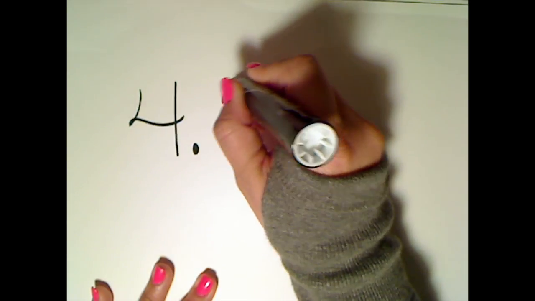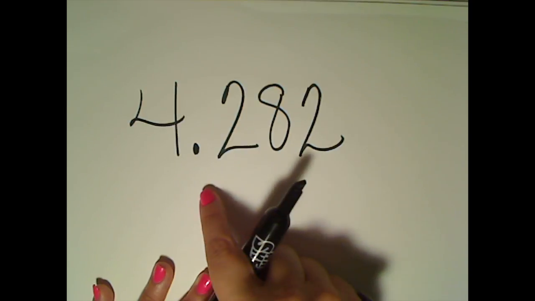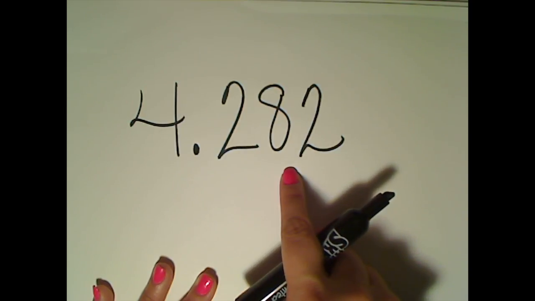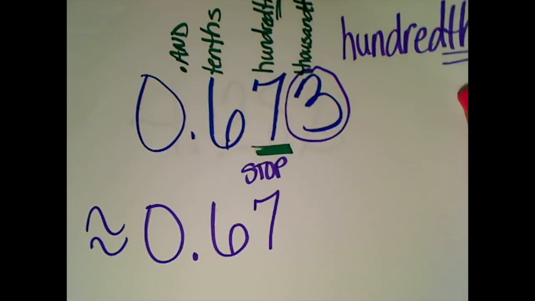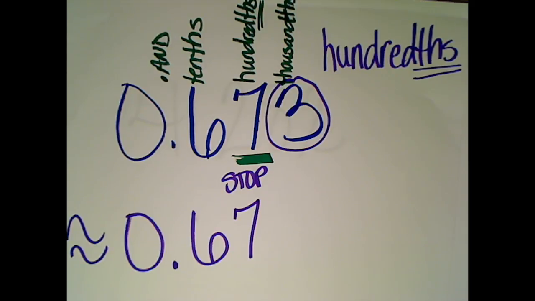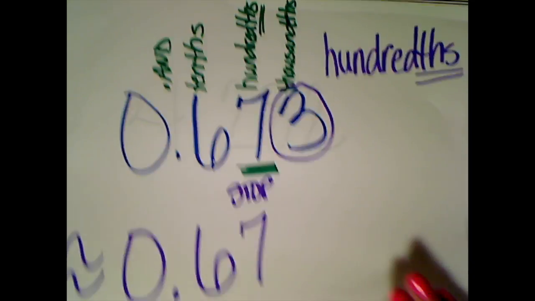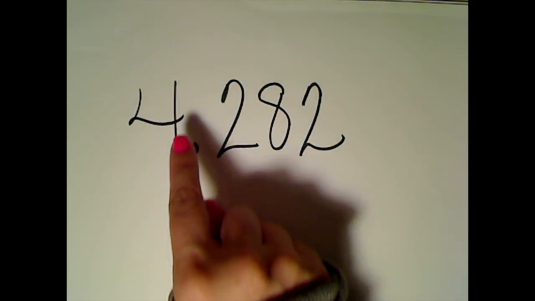Let's try this one. 4 and 282 thousandths. What's the difference here? In this last one, did we have a hole? Was there a hole in this number? No, there was not. But there is a hole in this number. It is 4. This is the ones place.